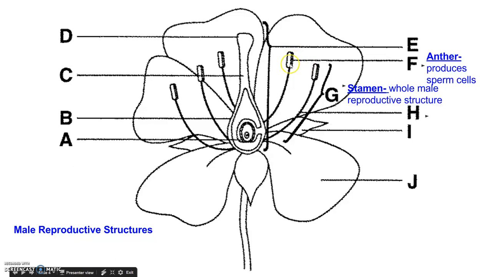And the anther is important in the male reproductive system because that's where the sperm cells are produced. And the sperm cells are stored in the pollen. Maybe if you've had flowers in a bouquet after a little while and the pollen starts to fall down on the table, or you've touched a flower and you've had pollen on your fingers, that's where it's coming from, is the anther right here.